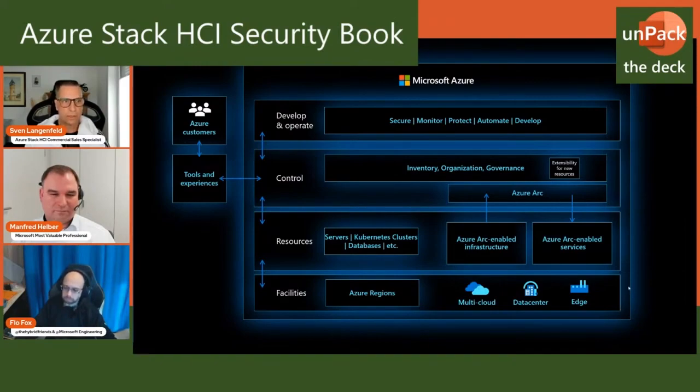So you can see your non-Azure infrastructure in the Azure portal. You can see the multi-cloud, you can see your data center, and you can see your edge. And you are able to manage your edge, data center, and multi-cloud through the control plane. And we have the Azure Arc enabled services. These services are coming from Azure to your environment outside of Azure. So Azure Arc is a very, very powerful tool that's connecting everything outside of Azure with Azure.